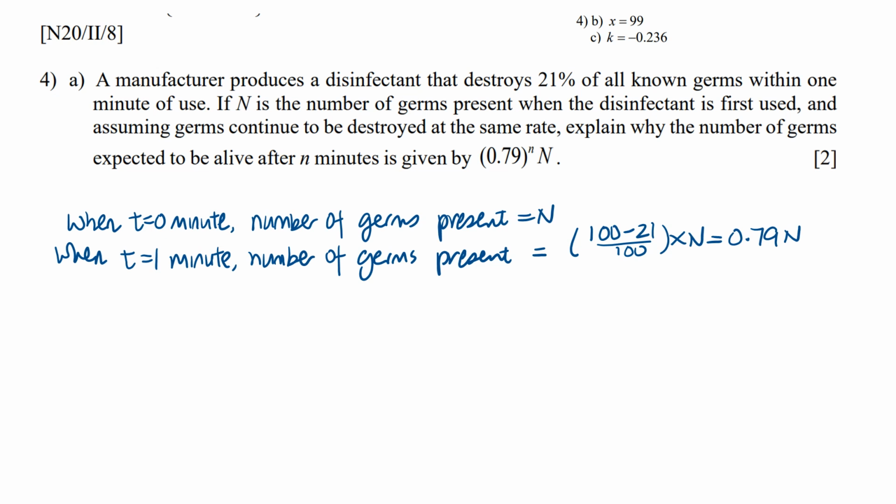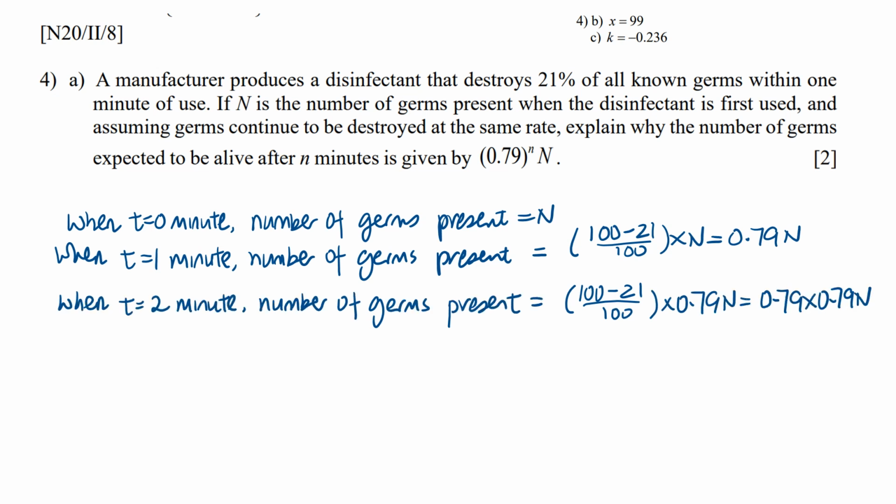Then you continue using it for another 1 more minute. So when t is 2 minutes, from your 0.79 n, it reduces another 21%. So it becomes 0.79 times another 0.79 n. And it keeps going on until t is n minutes.